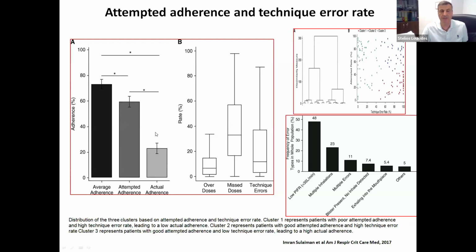And you can clearly see in this graph that the adherence is quite low, and also you can clearly see the rate of different errors, and also the frequency of errors. The first one is the low peak inspiratory flow rate, and you can see also the multiple inhalations, the exhaling to mouthpiece, or the blister present, no inhale detected. So you can understand that the second part of the optimization of inhaler therapy is the attempted adherence and the technique error rate.